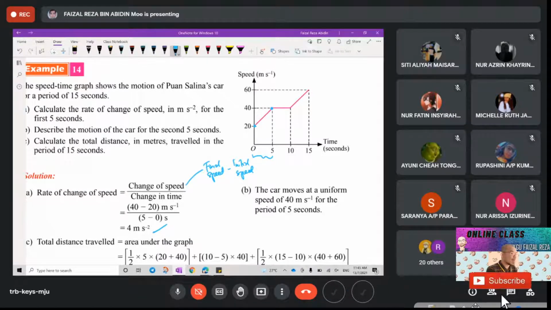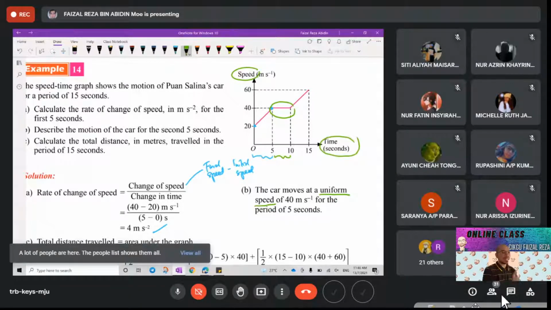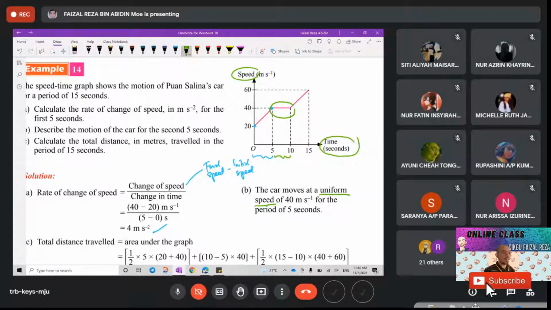Okay, describe the motion of the car for the second 5 seconds. This is going to be this one. After 5 seconds over here, there's going to be our uniform speed, because this one we call uniform speed. Why? Because this one is speed time graph. If we have distance time graph, that is going to be what we call stationary. That's the difference. It's going to be uniform speed, speed of 40. You look at 40 over here, 40 meter per second for the period of 5 seconds.